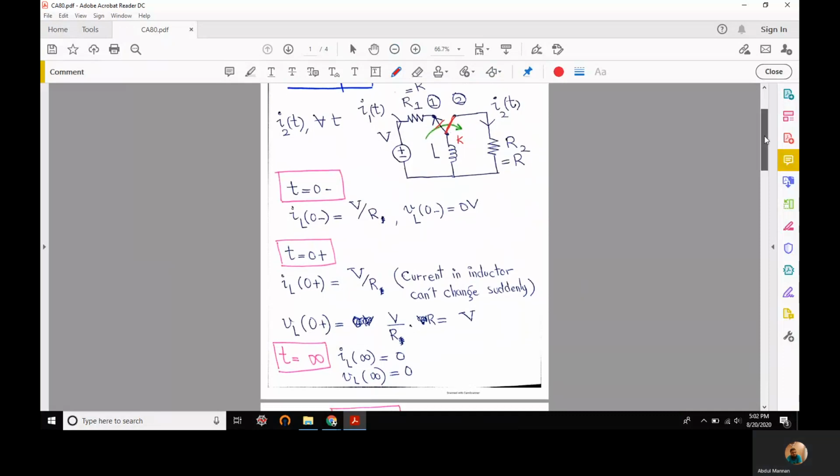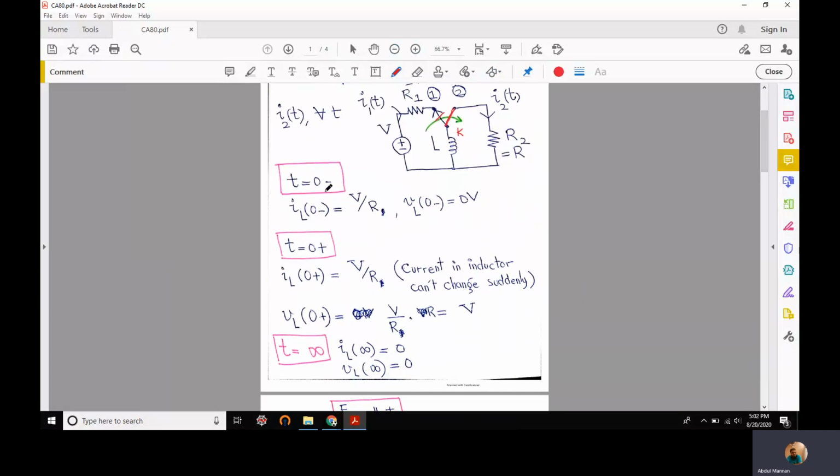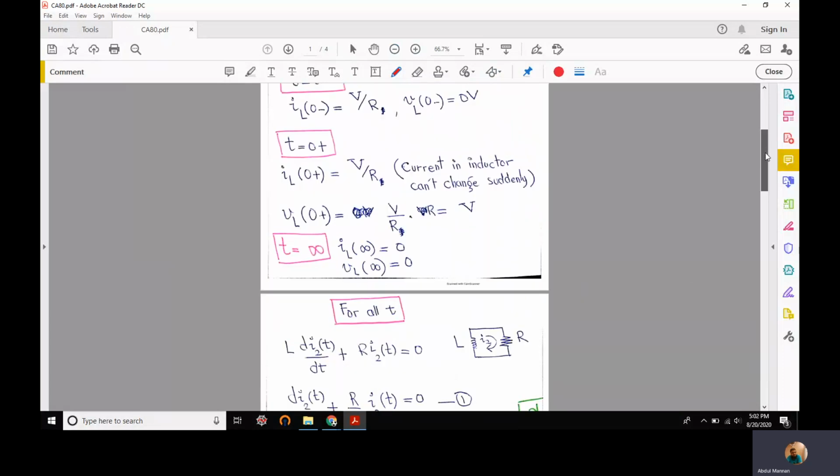So this is the transient analysis for time t equals 0 minus, 0 plus, and time t equals infinity. And now you will be waiting for the expressions for i(t) and v(t) for all values of time. For that, we have to write this KVL equation, like we have already been doing. Since this is a series circuit, we'll write a KVL equation for this.